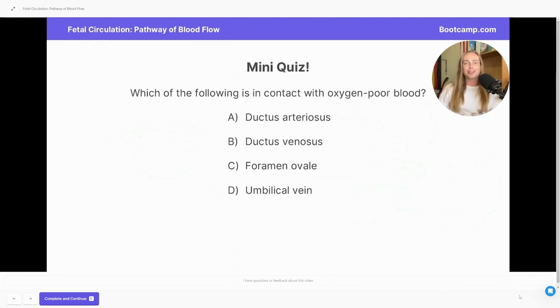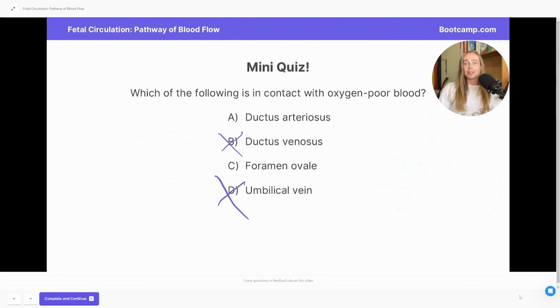Now that we've finished with our lesson, let's go ahead and do a mini quiz. Which of the following is in contact with oxygen-poor blood? So to start off this one, let's recall the pathway of oxygen-rich blood from the placenta. First, it was going to pass through the umbilical vein, so D is incorrect. From here, this blood headed towards the liver, but a large portion of this blood was going to bypass the liver using the ductus venosus, so B is incorrect.